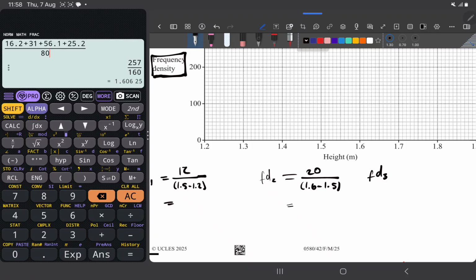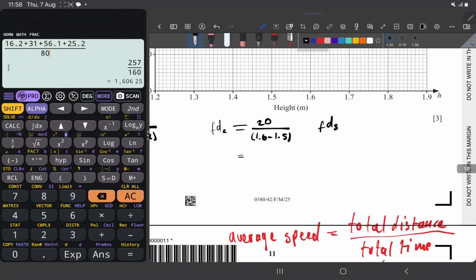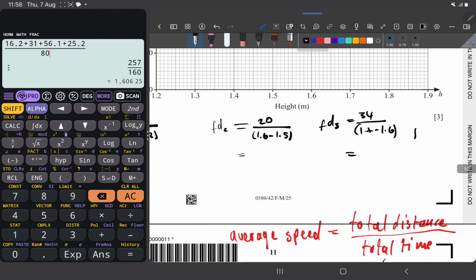Then the frequency density for the third class. What is it for the third class? Frequency over class width. The formula doesn't change. Master that formula, please. It's going to be the frequency 34 over the class width 1.7 minus 1.6. So this is going to be 34 over 1.7 minus 1.6. This gives you the frequency density for the third class, and you do it with a pencil.